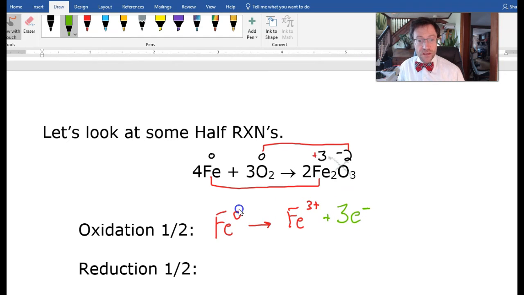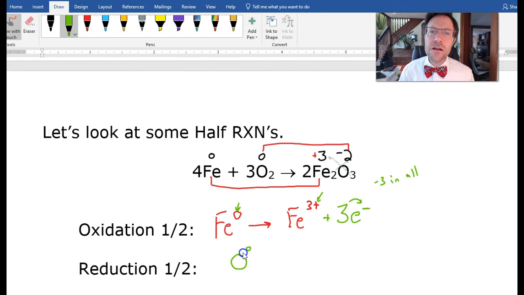because my charge over here is 0. So I've got a +3 here from this iron ion. And now I will have 3- from 3 electrons, each with a charge of -1. That'll give me a -3 in all. Equal 0, 0. Nice. And so for my reduction, I'm going to start with oxygen 0.